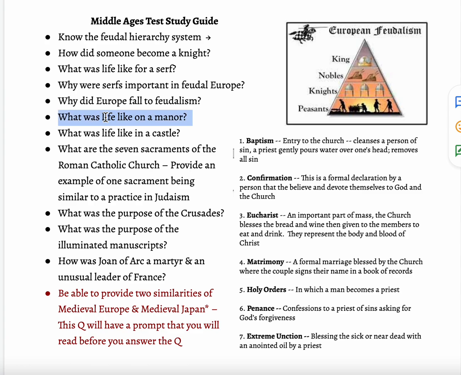What was life like on a manor? Be able to explain a little bit about what life was like on a manor. And then also, what was life like in a castle? Be able to explain a little bit about what life was like in a castle.